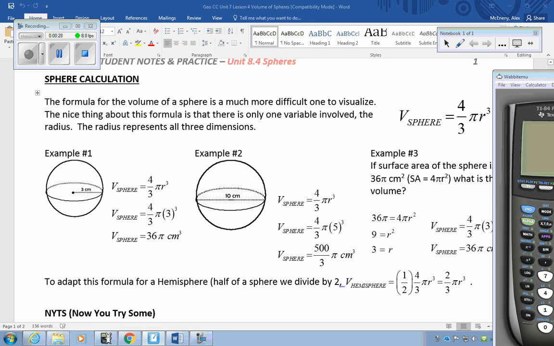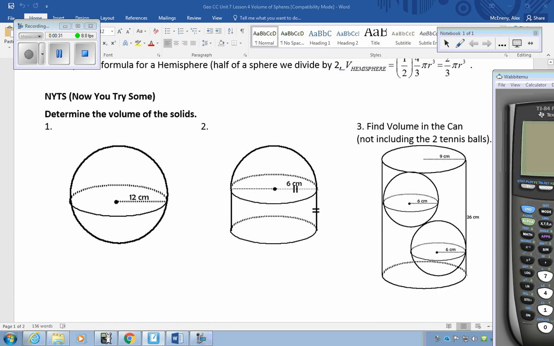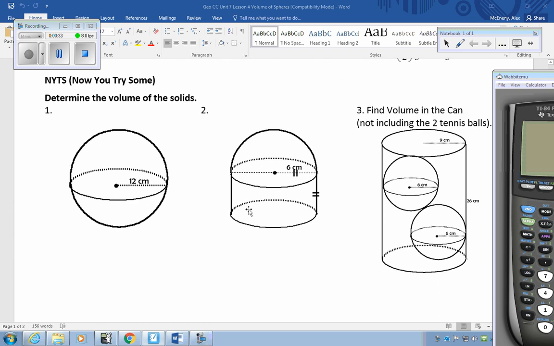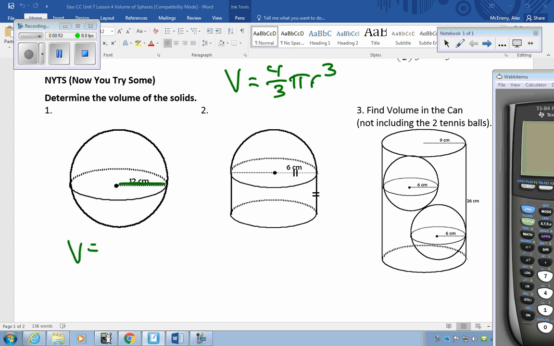So, kind of moving down, I'm going to write the formula up at the top. In this case, it's 4/3 pi r cubed. We're going to look at the first one. And again, what we need is the radius in this case. So we got our radius. In this case, the radius is 12. So I'm going to take my formula, and I'm going to substitute the number 12 in for r.